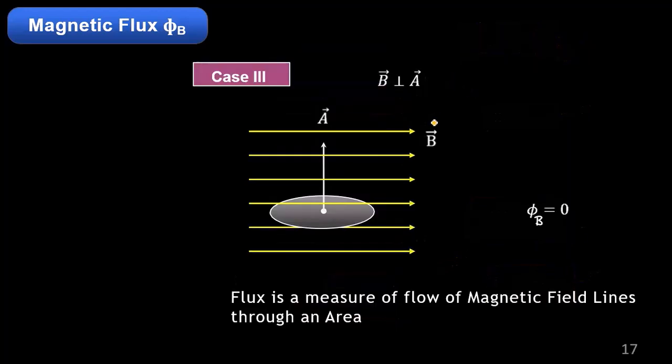And if the angle theta is equal to 90 degree, then phi is equal to 0. So no magnetic field lines are crossing this area. Why? Because the direction of the area vector is perpendicular to the B vector. Flux is the measurement of the flow of magnetic field lines, and in this situation no magnetic field lines are crossing the area. So that means phi should be equal to 0.